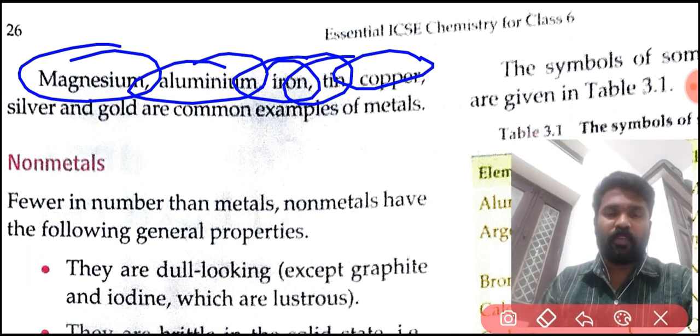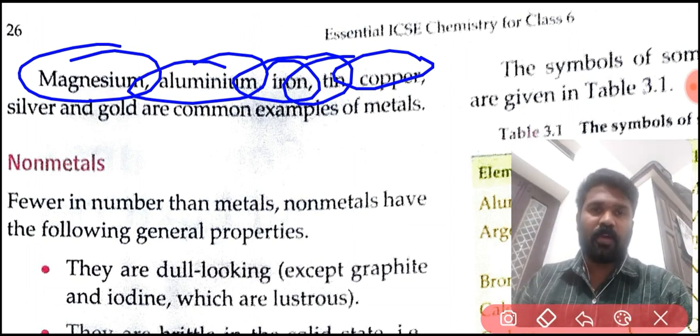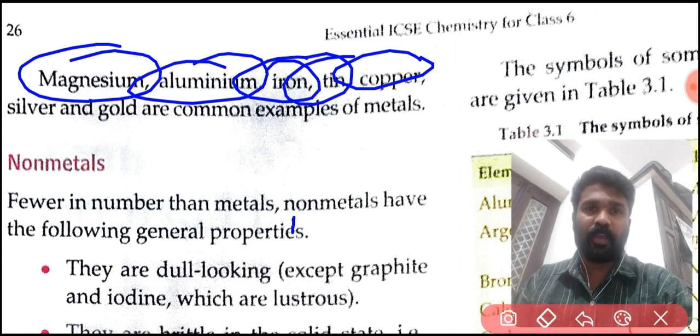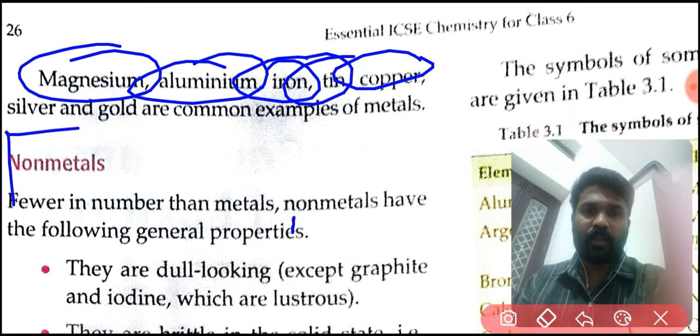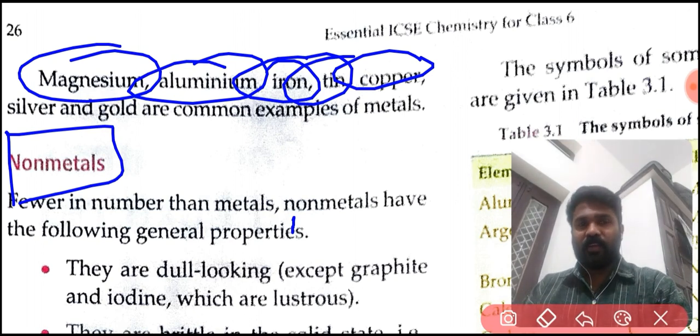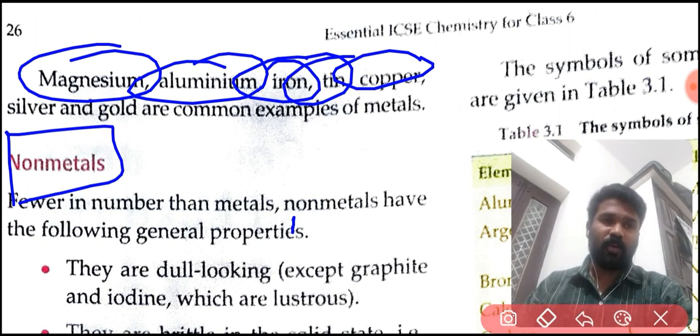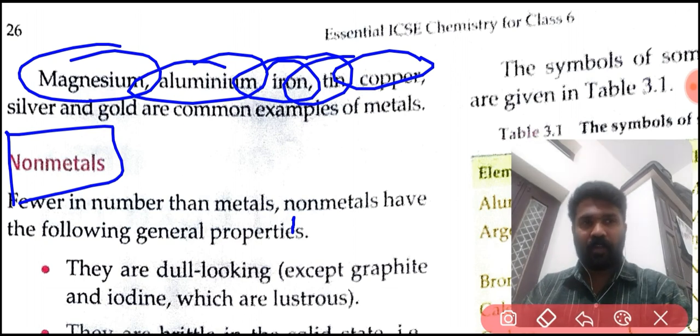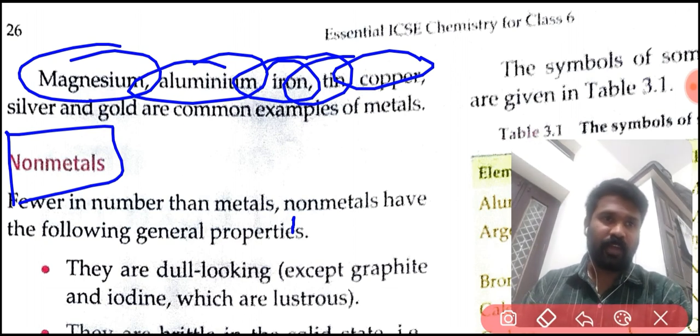Okay students, now we are going to discuss non-metals. Clear? This point will be discussed in tomorrow's session. I hope that you understood today's topic. It's a new chapter. Please read it 2 or 3 times at home.